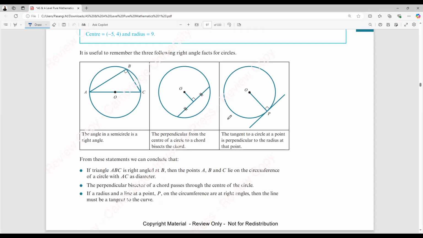Here we have the tangent. If we draw a tangent to a circle at a point P on a circle, then it is perpendicular to the radius at that point. So if you calculate the gradients of these two and take the multiplication of the two gradients, that is also equal to -1.